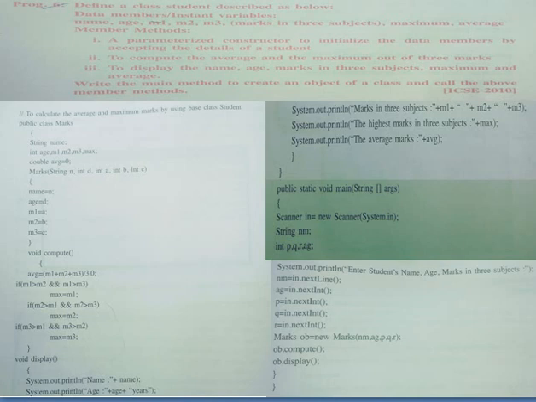Now let us see one board question. It says 2010. Define a class student, described as below. Actually, it should not be a public class mark. It should be a public class student.